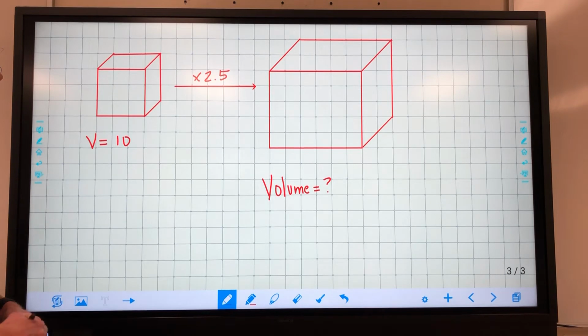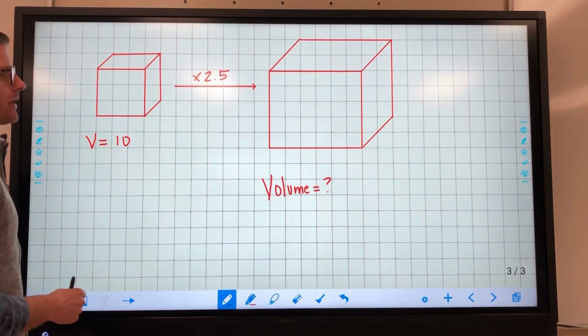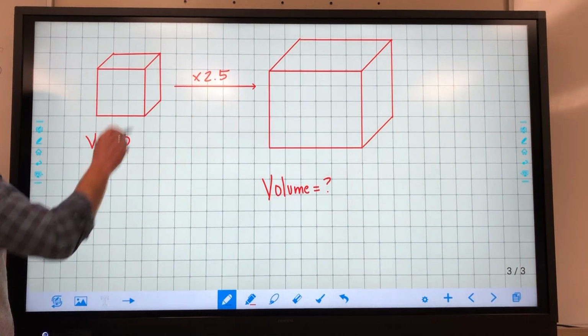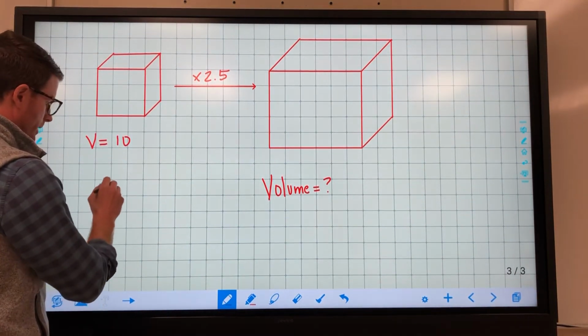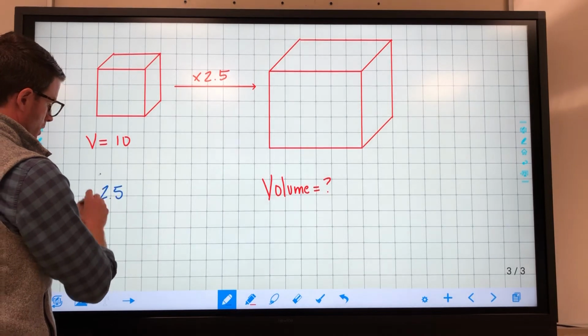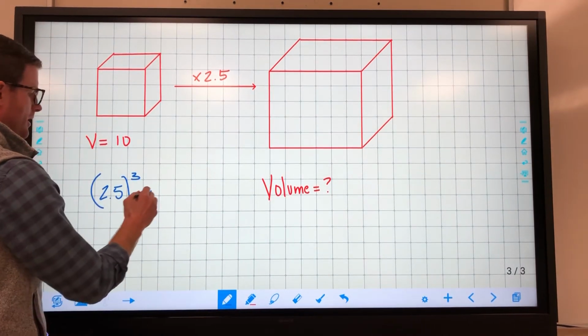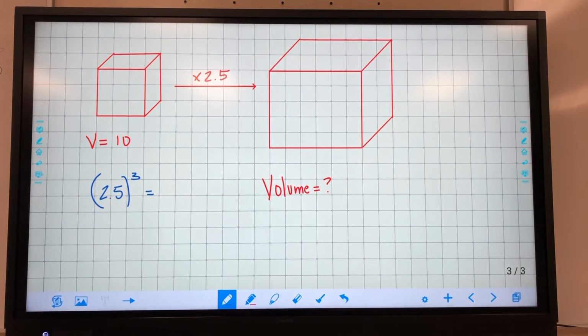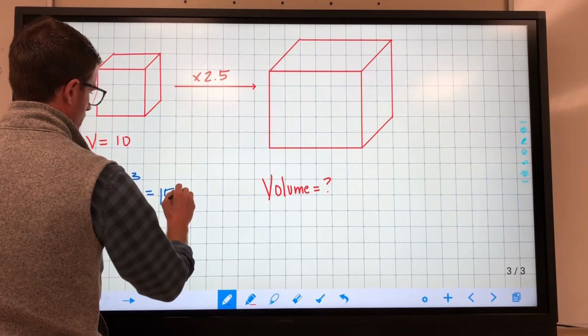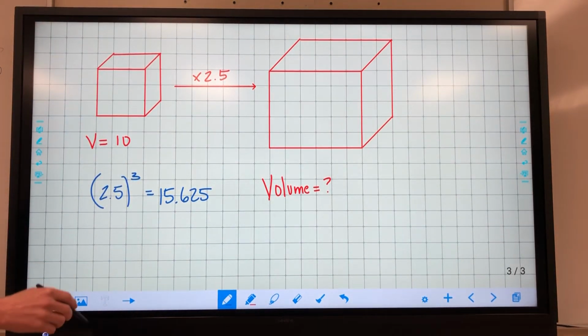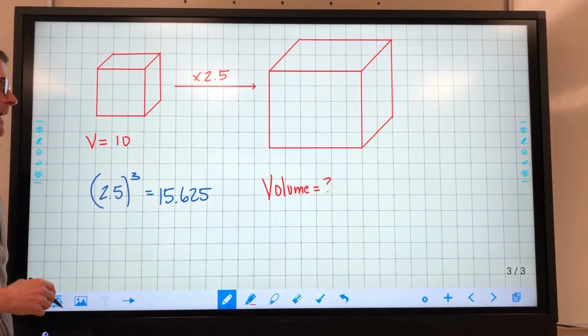All right. So I know that if I have the scale factor, I can find the ratio of volumes. I take my scale factor and I am going to cube it since I am dealing with volume. So my scale factor 2.5 cubed is going to be 15.625. My ratio of volumes is equal to 15.625.